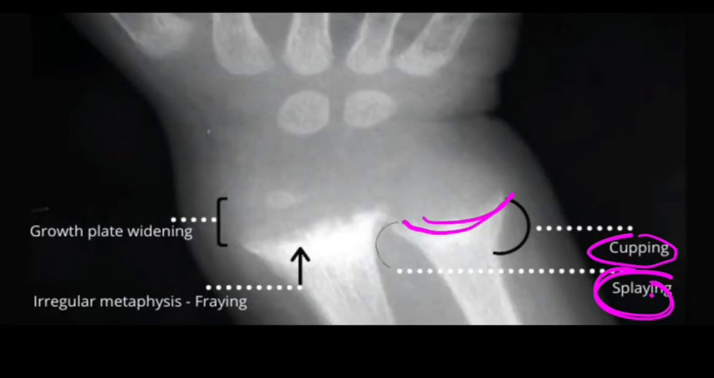So in rickets you get to see CFS. What is it? Cupping, fraying and splaying.